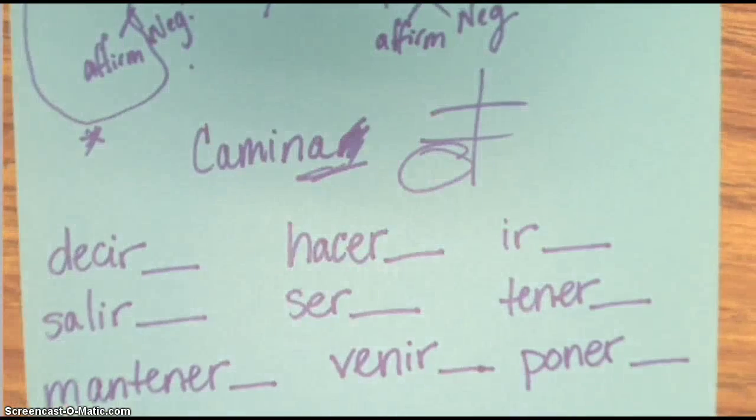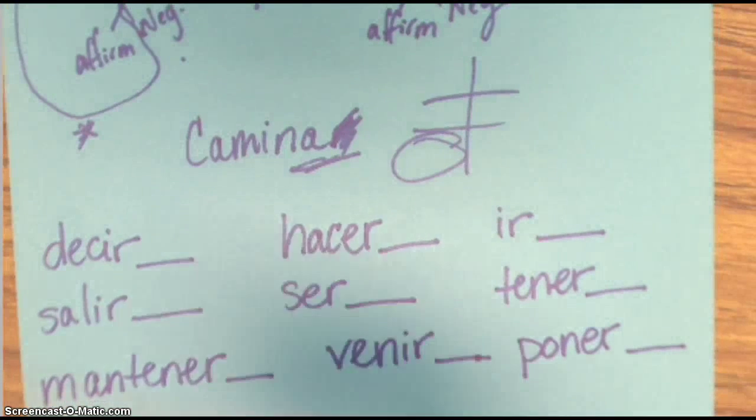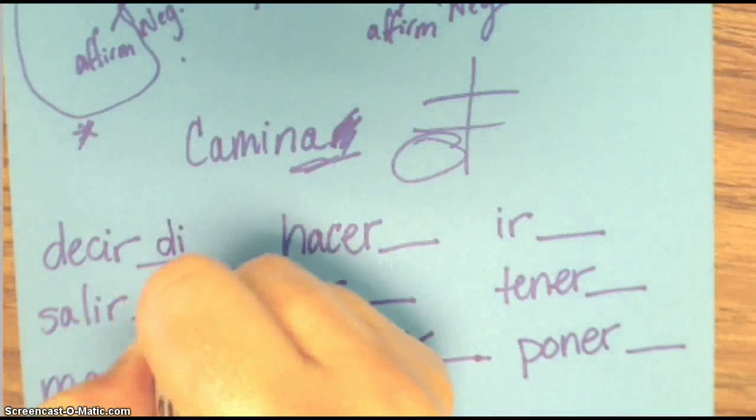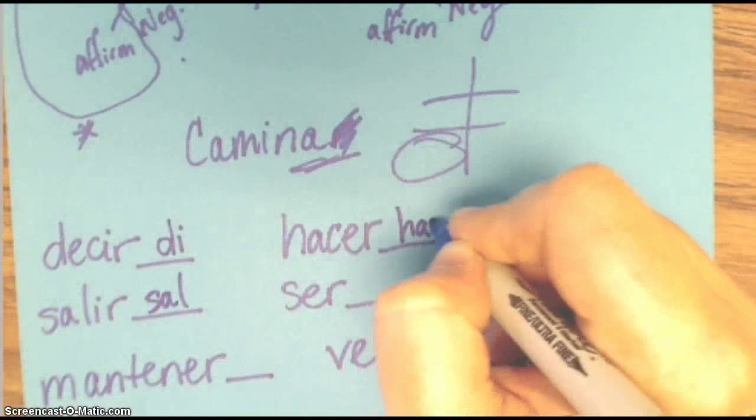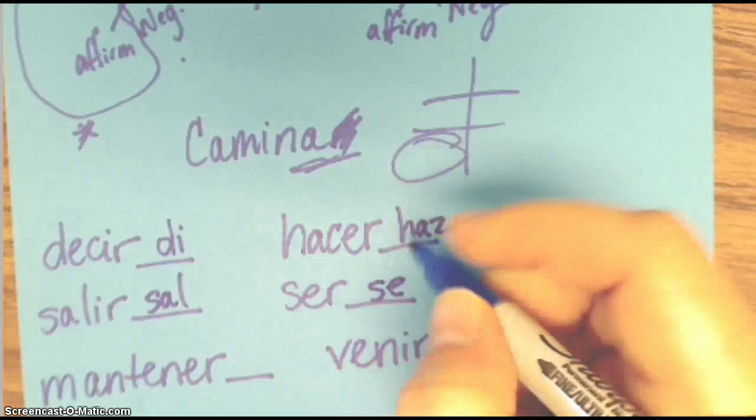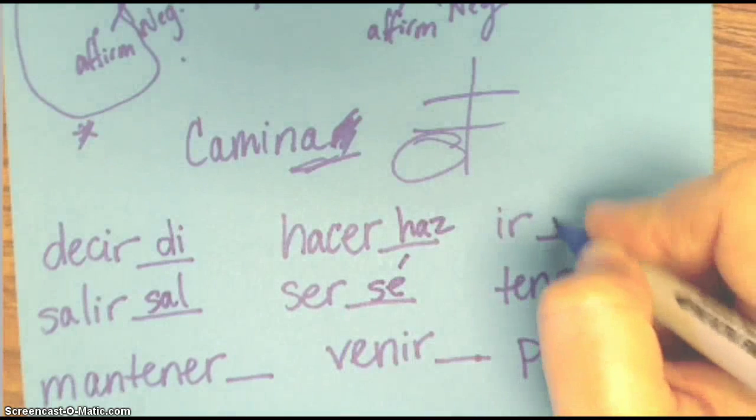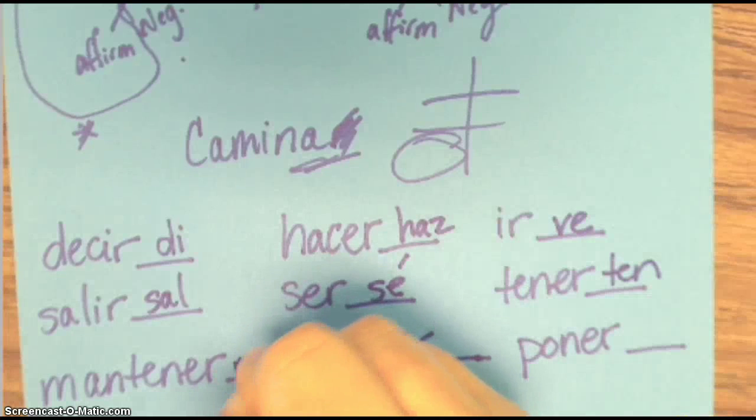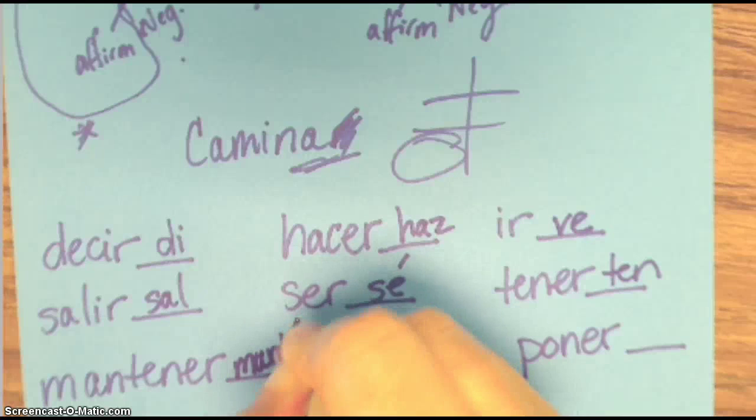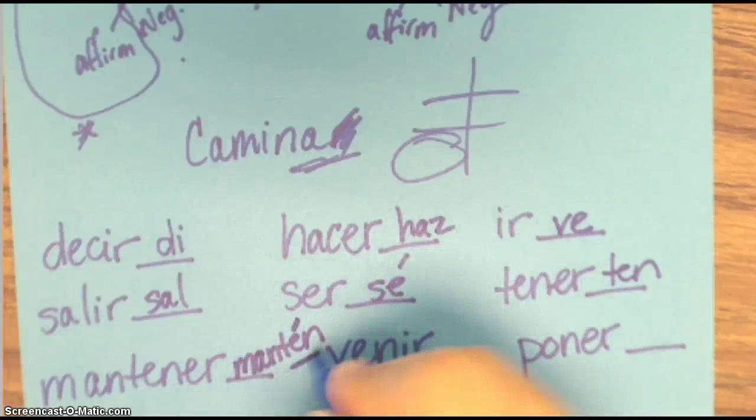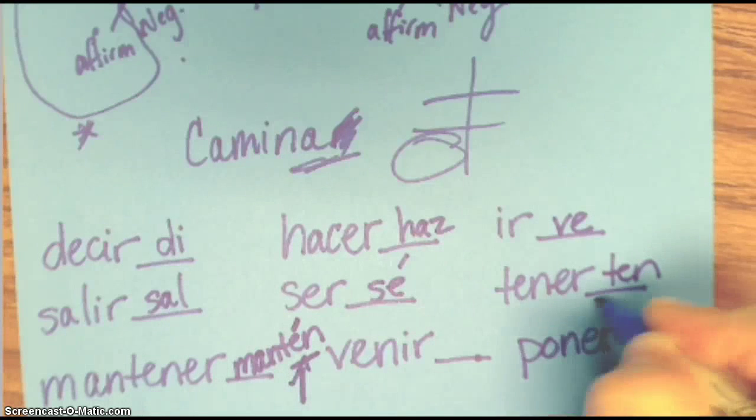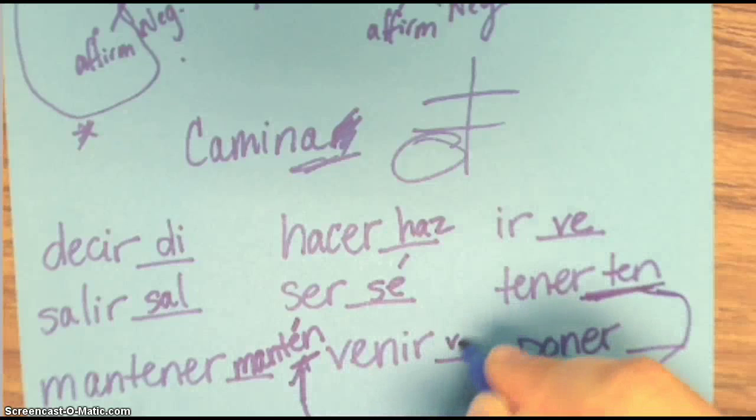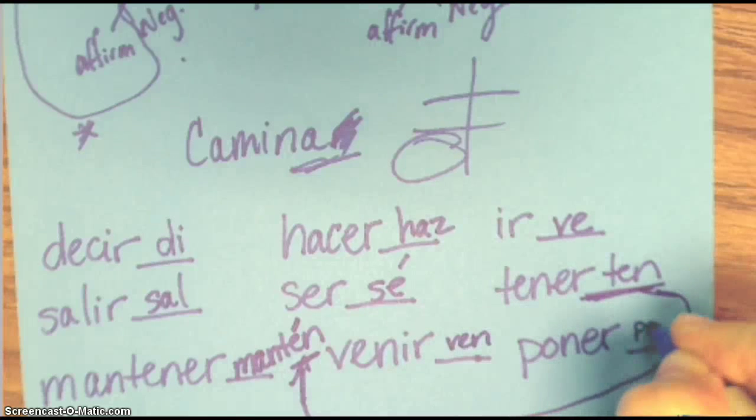All right, so I've got decir, and the irregular tú command of that is di. Salir is sal. Hacer is haz. Ser is sé with an accent. Ir is ve. No accent. Tener is ten. Mantén for mantener. And the only reason it's got an accent there is because you still want the stress in the ten part, just like you did here. Okay? And then venir is ven, and poner is pon.